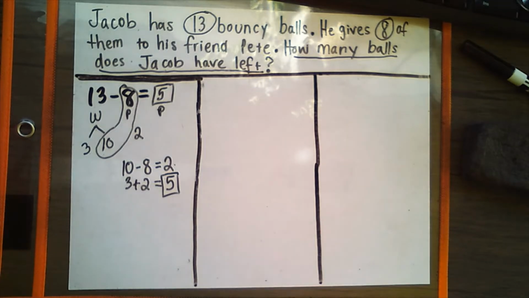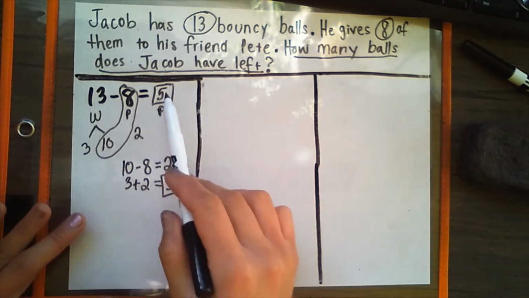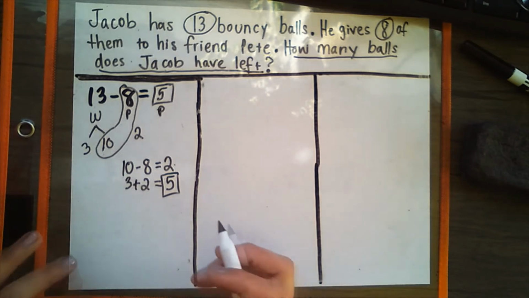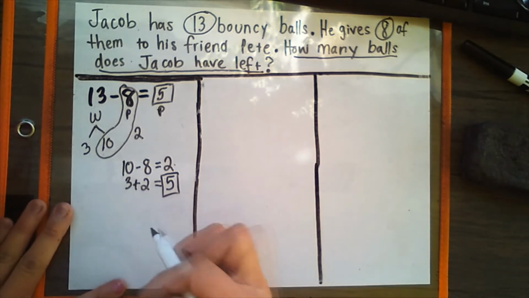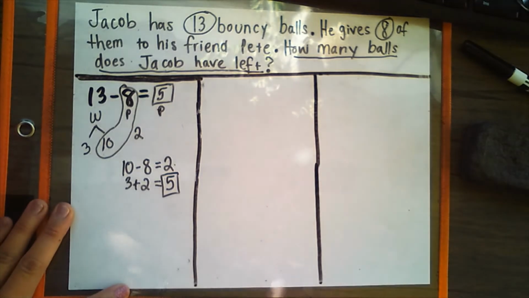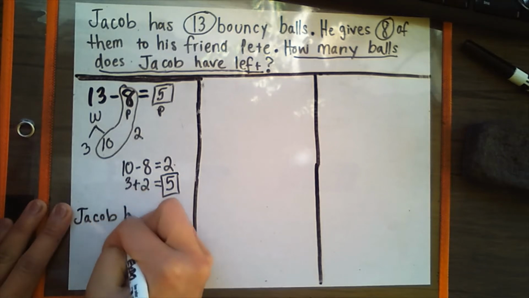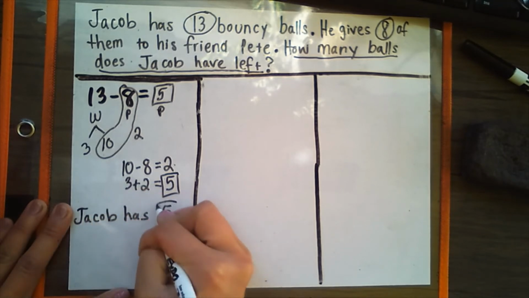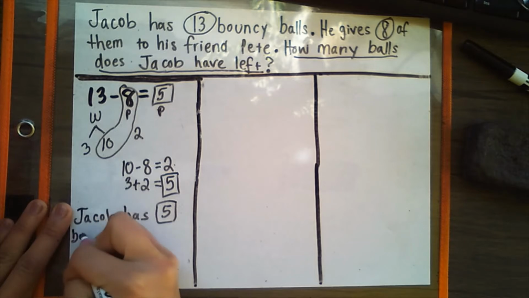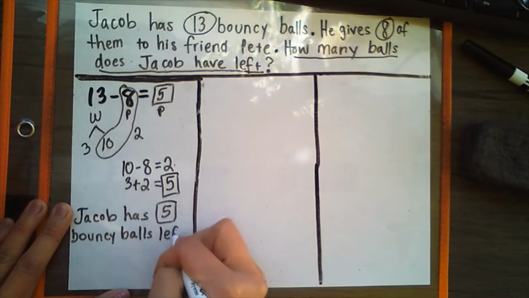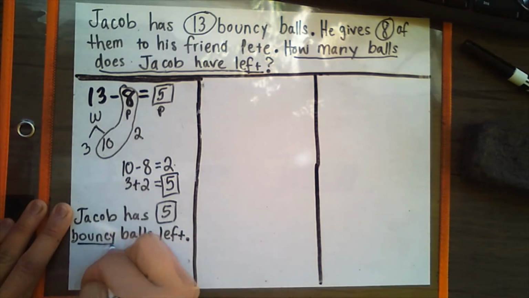Let's return back to our story. What does the 5 mean in our story? It means that Jacob has 5 bouncy balls left. So let's go ahead and write that down to answer our question. Our question reads, how many balls does Jacob have left? Jacob has 5, box in your solution, bouncy balls left. And we're going to go ahead and underline a unit, which is bouncy balls.